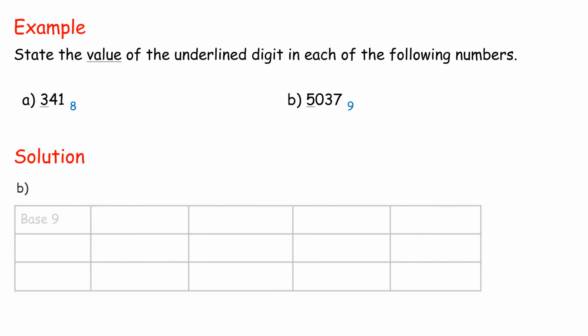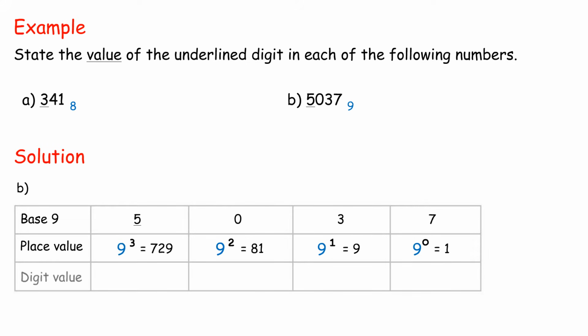B. Write down the digit in base 9. After that, write down the place value. Then, use the underlined digit times the place value. 5 times 729 equals 3645. Therefore, the value of the underlined digit is 3645.